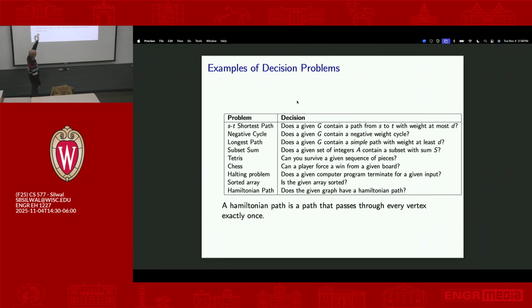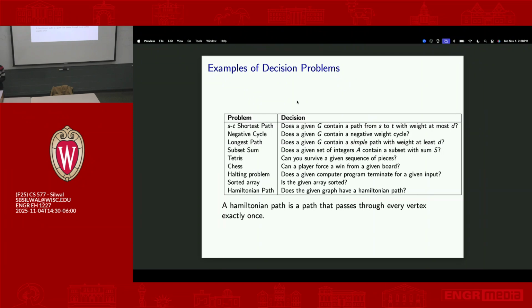Or even like chess, right? I give you a configuration of the board, and I say, can player one win, starting from this board? Or a Tetris game, right? I give you a starting configuration of Tetris and a sequence of pieces that will come, and I say, can you survive this game? That's a yes or no question.